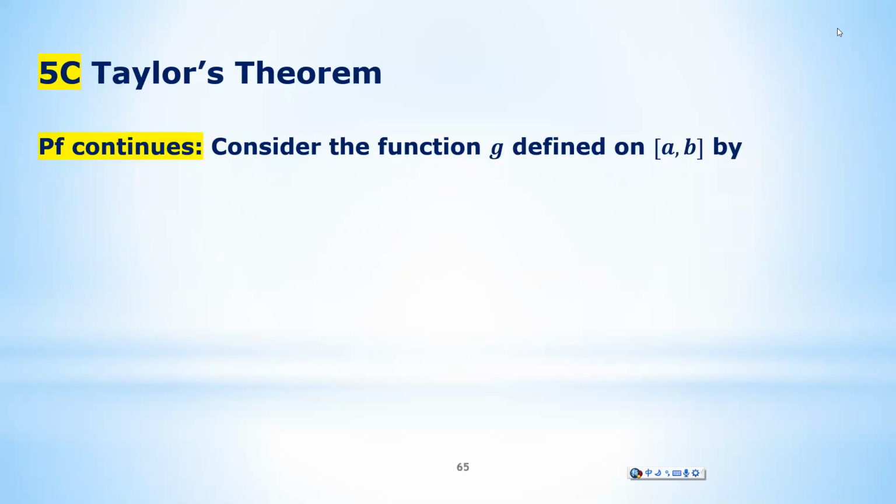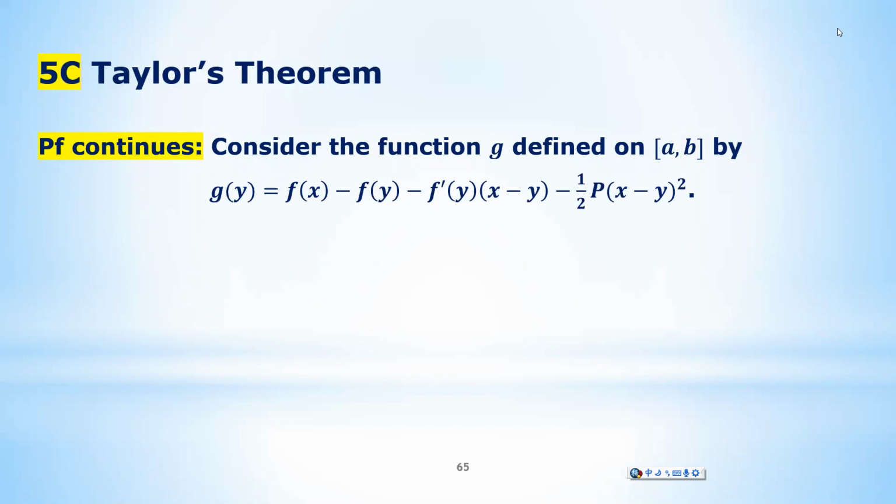Now comes the very, very non-trivial part. Be careful, very carefully, in looking at the following steps. I'm going to construct a new function, g(x), defined on [a, b] by the following. Actually, the function is called g(y). g(y) is basically equal to f(x) minus f(y) minus f'(y) times (x minus y), then minus 1/2 p (x minus y) squared.